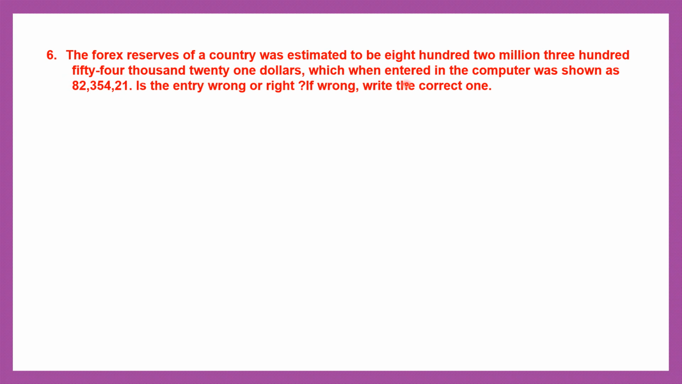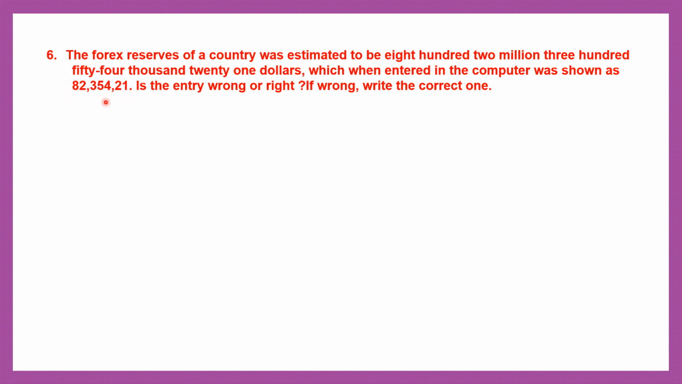Question 6. The forex reserves of a country was estimated to be 802,354,021, which when entered in the computer was shown as this number. Now we have to say if this entry is wrong or right. If wrong, we have to write the correct one. Now what is the meaning of this question? The forex reserves of a country. What are the forex reserves of a country? That is, how much money is there in the central bank of a country. So the money will be there in the form of gold or silver or even cash. So in a particular country, what they had was estimated to be so much. How much is that? 802,354,021. Okay, but when this number was entered in the computer, it was shown as this.